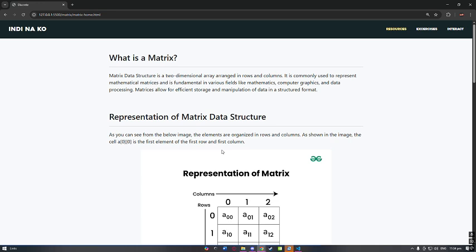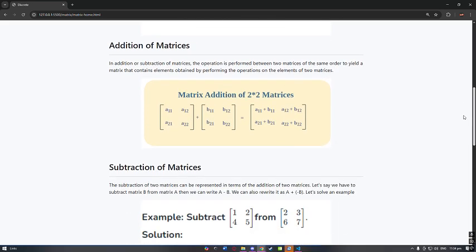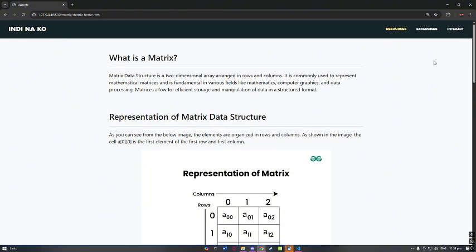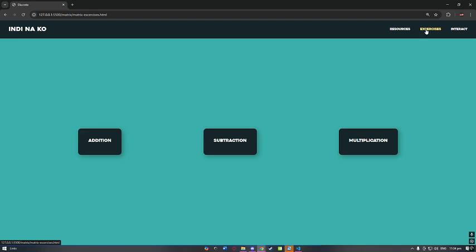In the matrix page, there will be three sub-pages, which are resources, exercises, and interact. On the resources page, it contains the content of what matrices are. And for our exercises, this will have three more sub-pages, which are addition, subtraction, and multiplication.